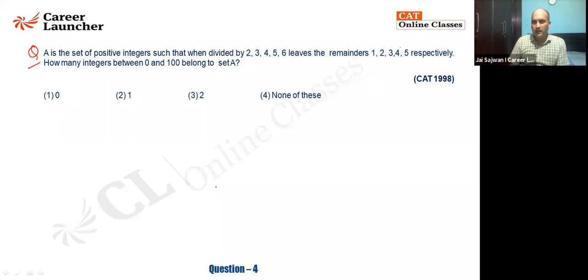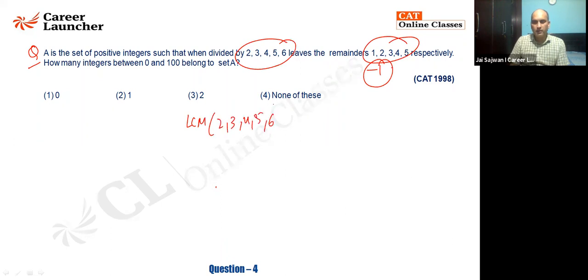I can see that rather than writing all of these remainders, I can write a common remainder of -1. I hope all of you agree with it. So I'll take the LCM of the numbers 2, 3, 4, 5, 6. 4 5s are 20, 3s are 60. Any number which is a multiple of 60 will be completely divisible by 2, 3, 4, 5, 6, and leaves a remainder of 1.